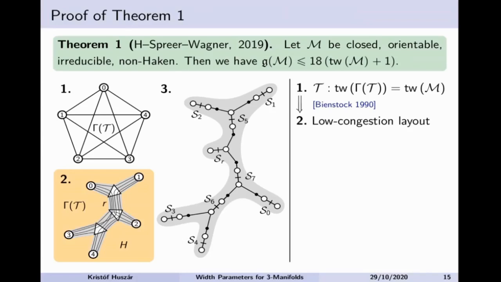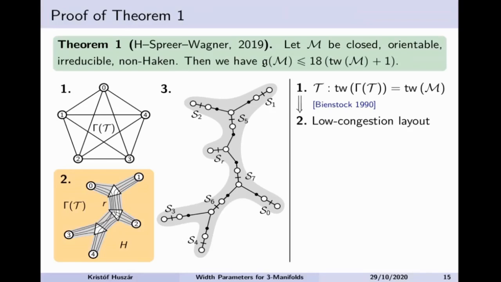Of course, there are many choices for mapping the vertices of the graph into the leaves of the tree. And what does it mean that this layout has low congestion? That the number of times an edge of the host tree is used is bounded in terms of the treewidth of the original graph.